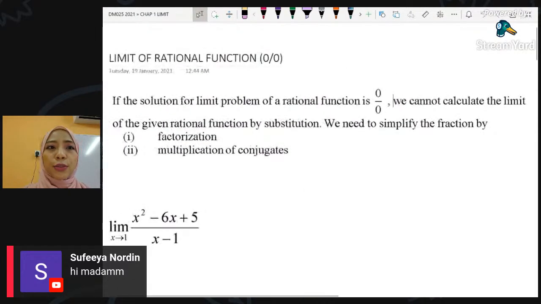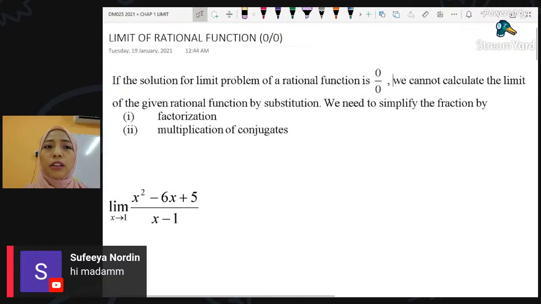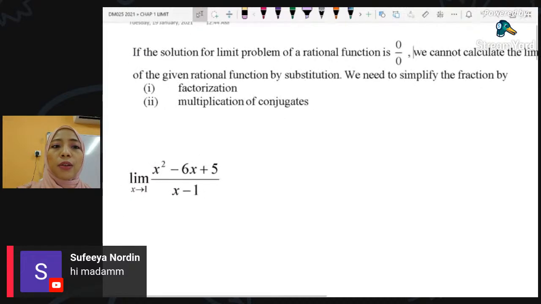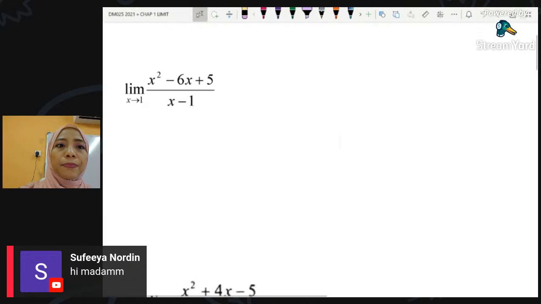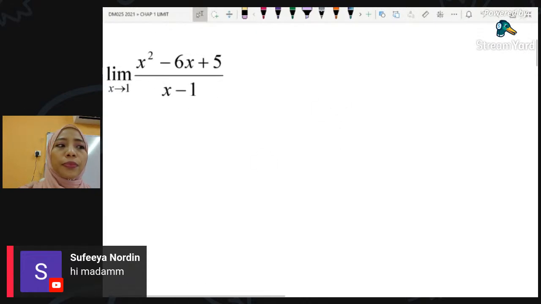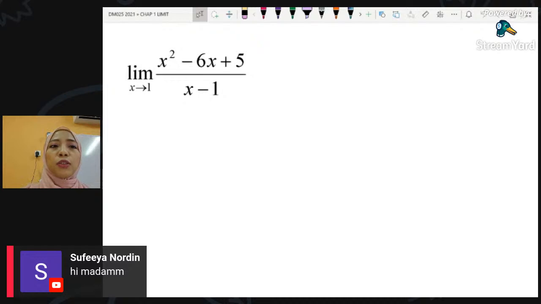Alright, if you look at the screen now, we are going to solve a rational function. If the solution for the limit gives us 0 over 0, we cannot calculate the limit. Therefore, we have to use a method called factorization or multiplication by the conjugate. Now let's look at example 1. Given the function x squared minus 6x plus 5 over x minus 1.